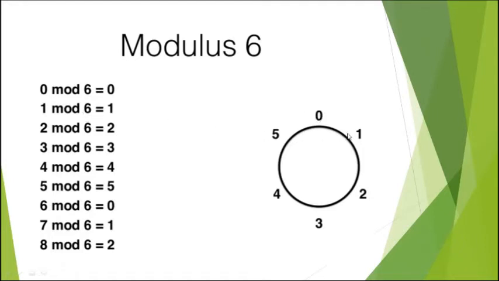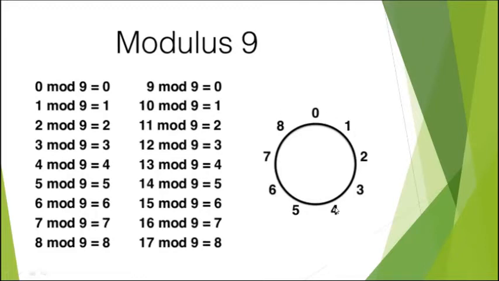1 mod 6, still 1. 2 mod 6 is 2. 3 mod 6 is 3. 4 mod 6 is 4. 5 mod 6 is 5. 6 mod 6 is 0. So there's no remainder. But 7 mod 6, the remainder is 1. 8 mod 6, the remainder is 2. Okay? Next, modulus 9. 0, 1, 2, 3, 4, 5, 6, 7, 8, 9.